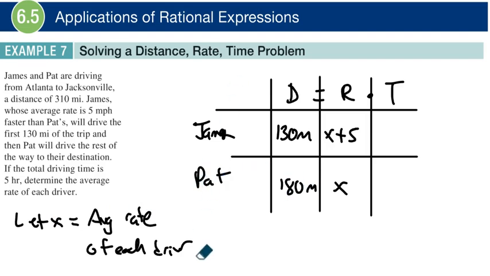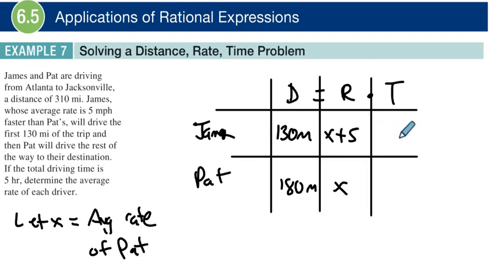Maybe I'm just going to go ahead and just kind of change that. Is the average rate of Pat, right? Because that's actually what x is, and then we'll plug x back in to get the average rate of James. Okay, so it says James, whose average rate is 5 miles per hour faster than Pat. So if Pat is x, then it must be x plus 5.